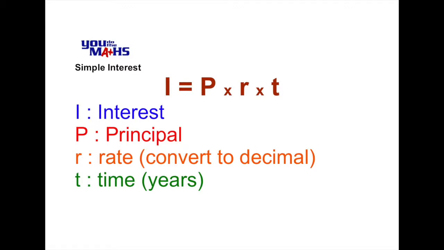There are two examples in this section which are concerned with simple interest. We can see the formula here. Now there's four variables to consider.